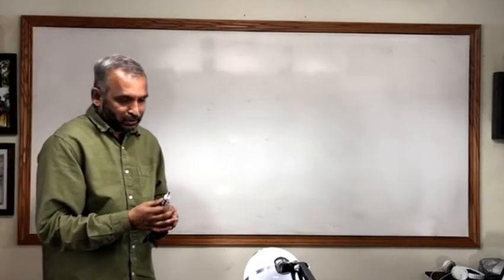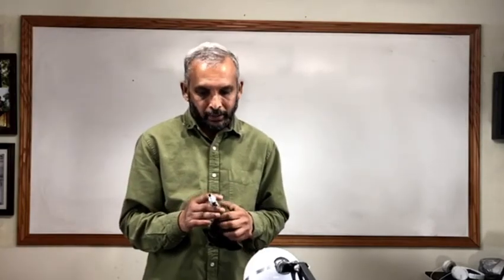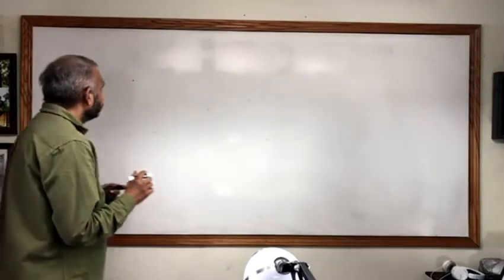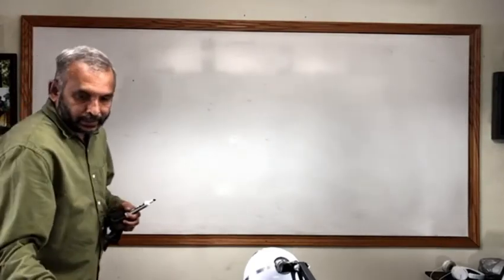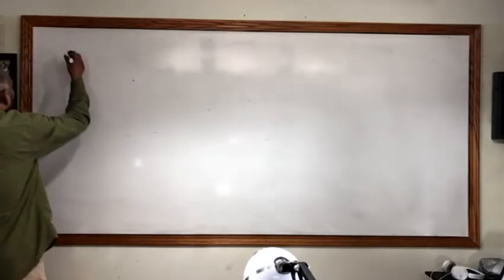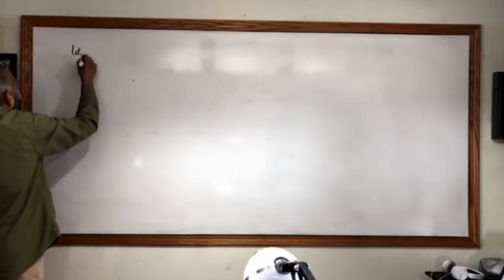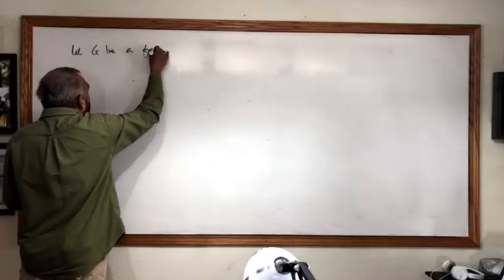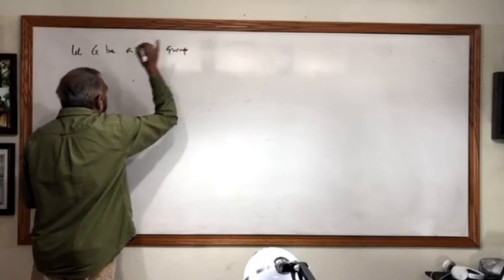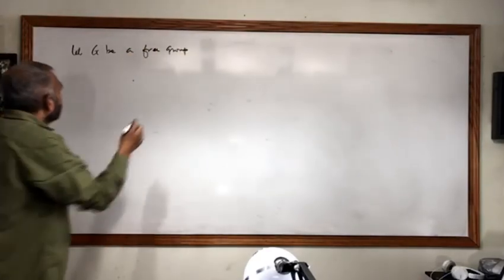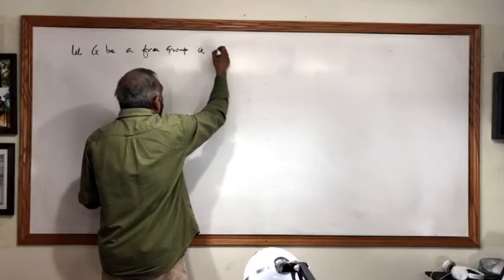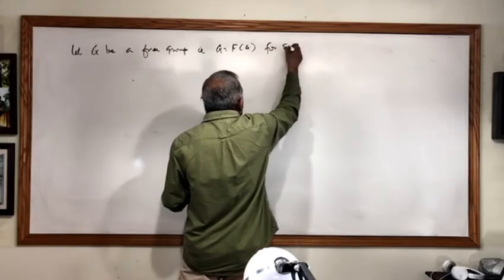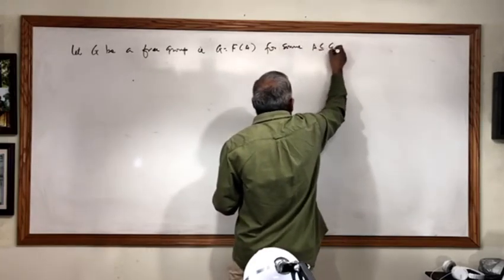Now we are going to take a look at the relationship between free groups and free abelian groups. So let G be a free group. That is, G is equal to F of A for some A a subset of G.